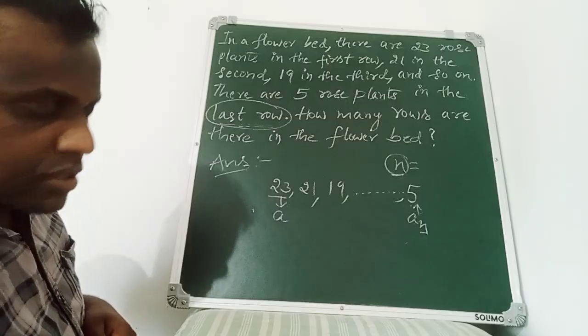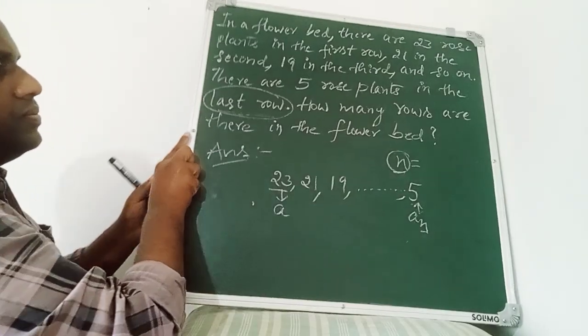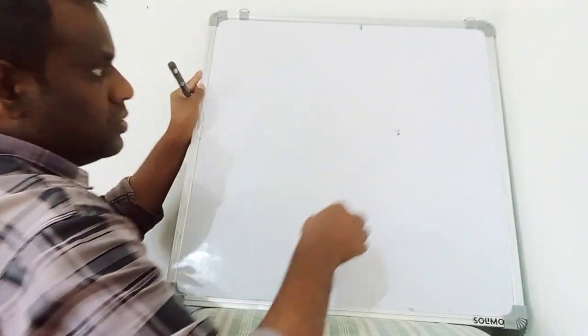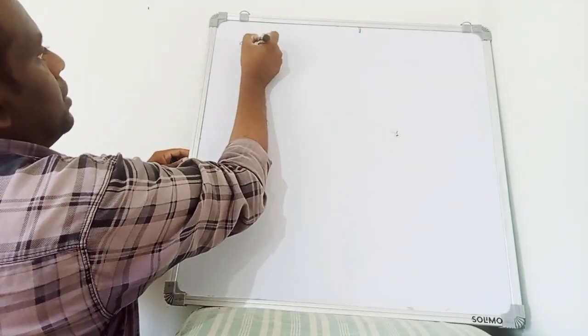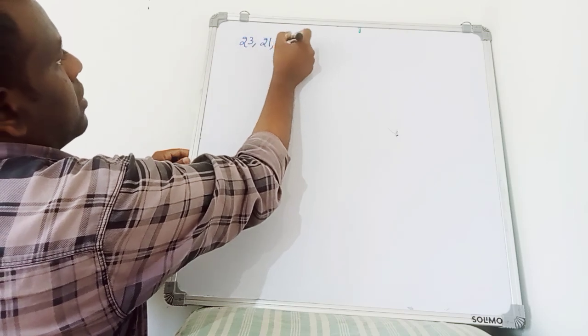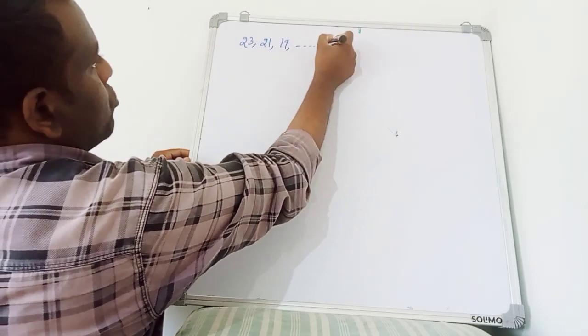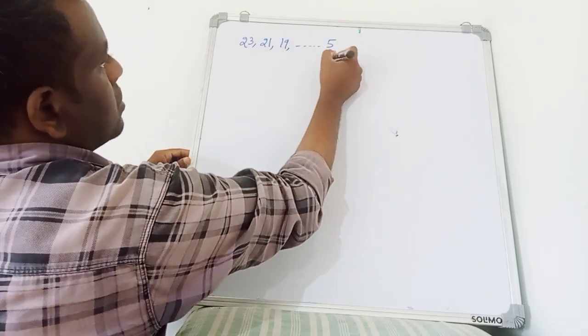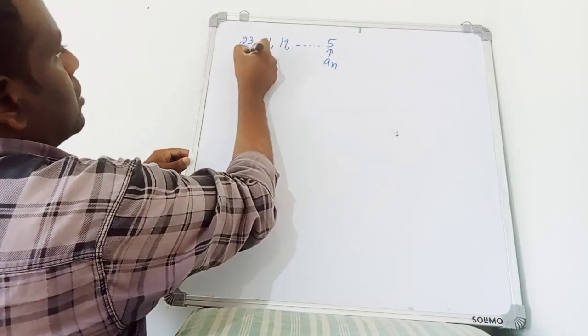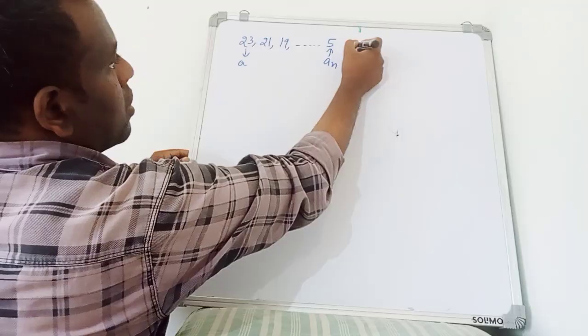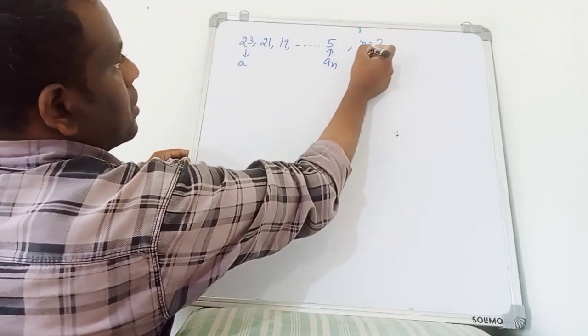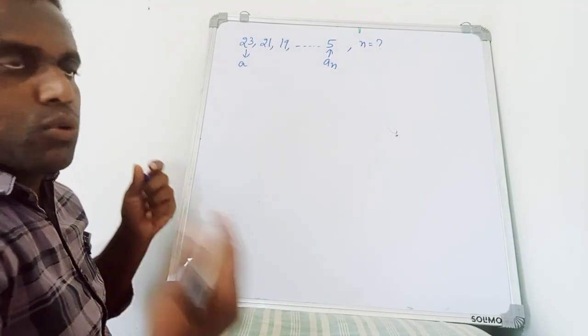I'll write on this side, back side. So we got 23, 21, 19, etc., 5. So this is a_n and this is a, and we need to find what n is equal to. So n means number of rows.